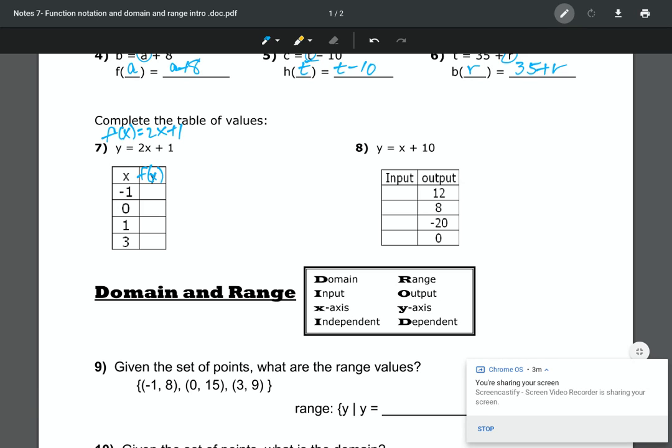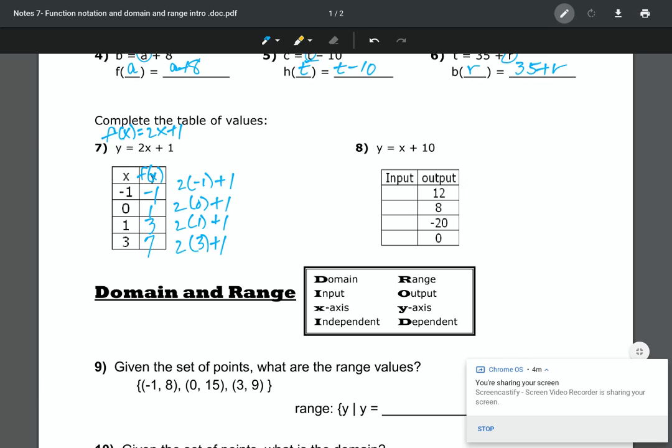So if we're going to complete this table, you have a given column of x values and you have an equation. So all you have to do is substitute -1 in place of x. So it would look like 2 times -1 plus 1. That's -2 plus 1, which is -1. And then you have 2 times 0 plus 1. That's 0 plus 1, which is 1. And then you have 2 times 1 is 2, plus 1 is 3, and then you have 2 times 3 is 6, plus 1 gives you 7. And so we have just completed the table, given an equation.